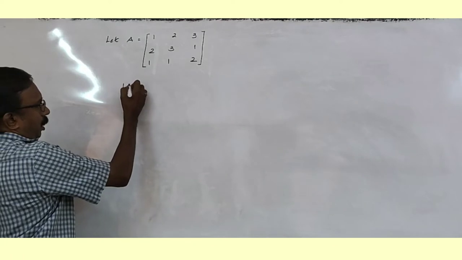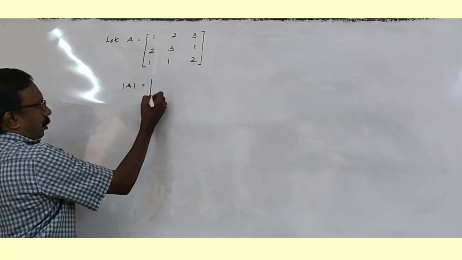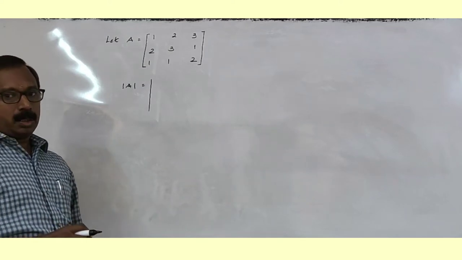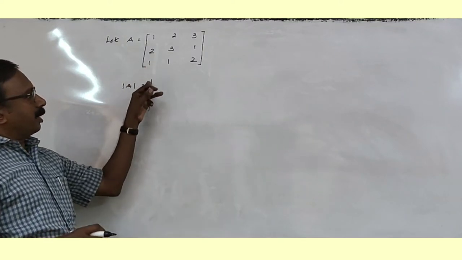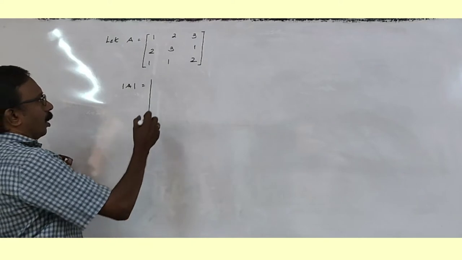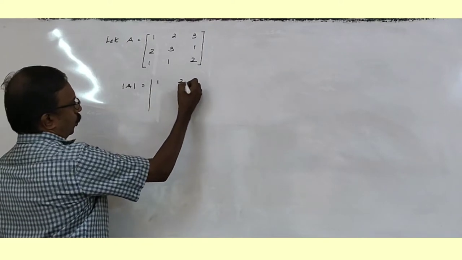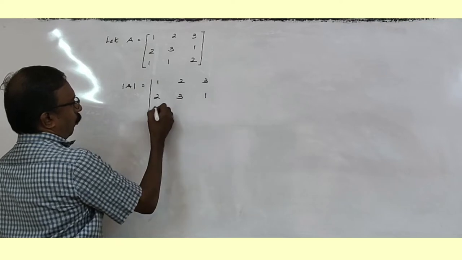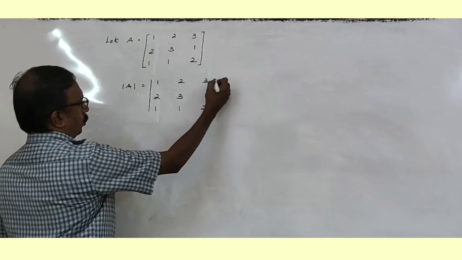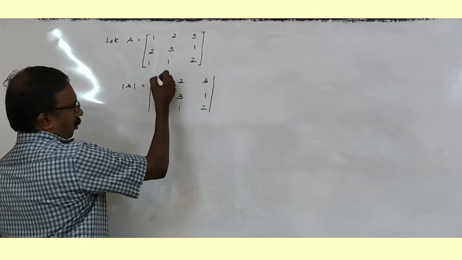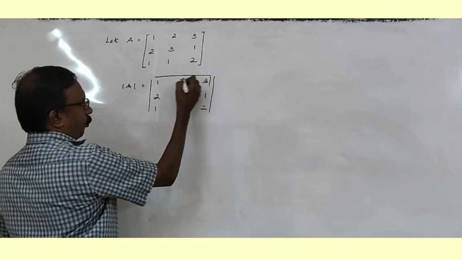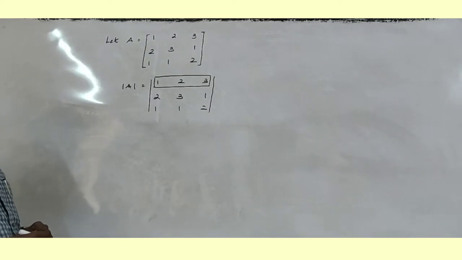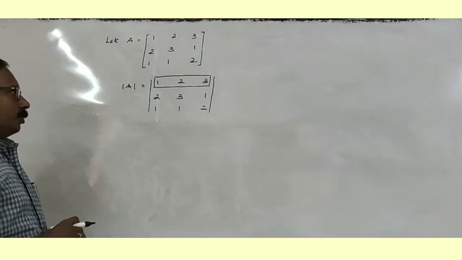The determinant of A. The matrix can be converted into a determinant. Here 1, 2, 3, 2, 3, 1, 1, 1, 2. Now you can easily find the determinant by selecting all the elements in the first row.